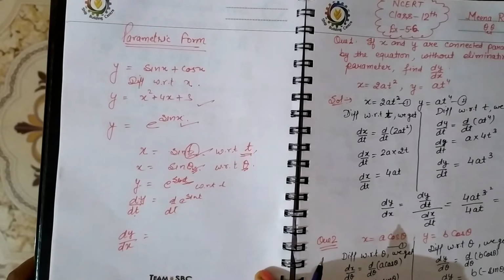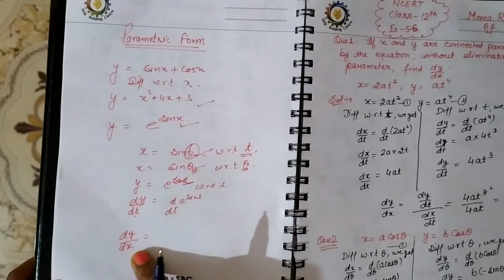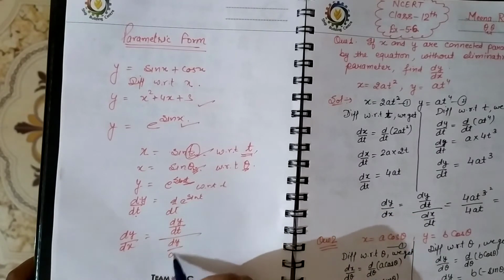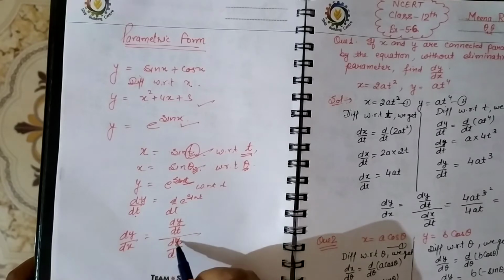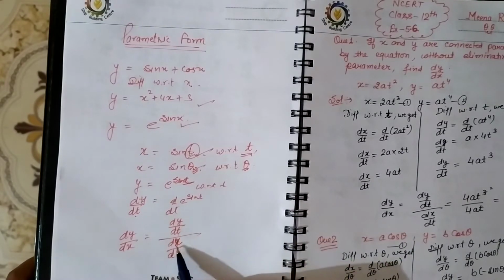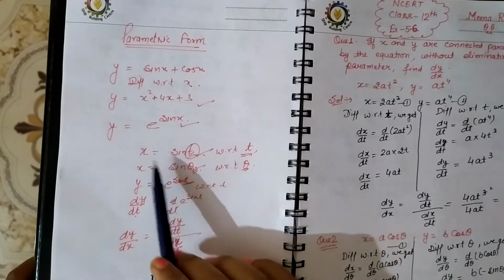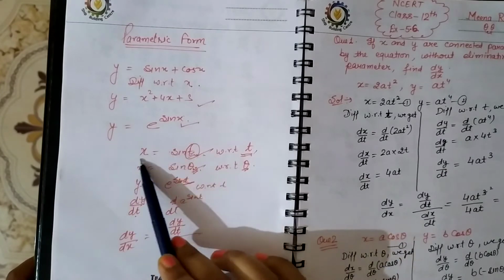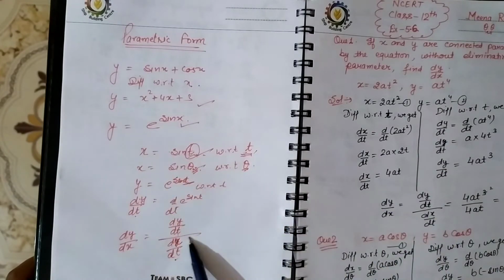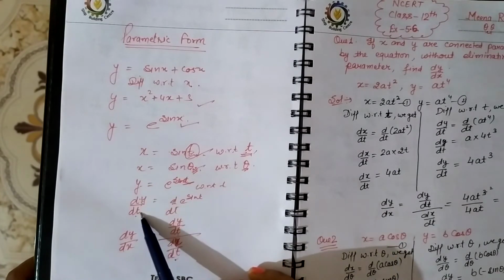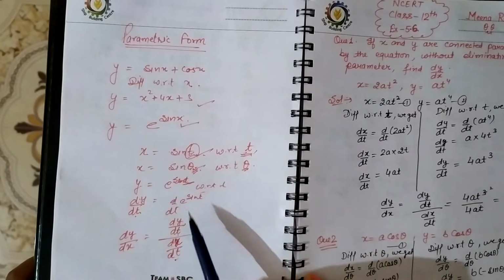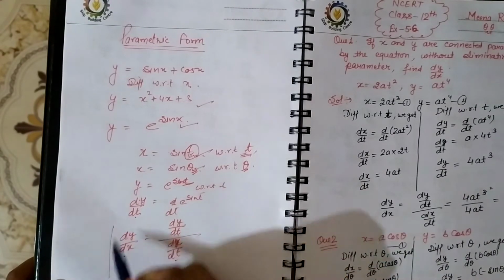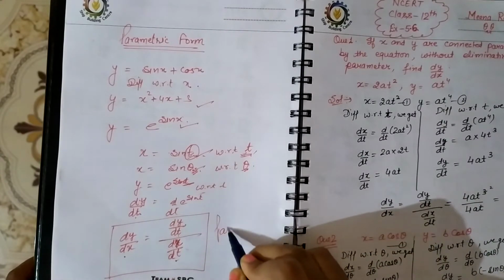Then what is the formula? To find dy by dx you have the formula dy by dt upon dx by dt. For example, x is equal to sin t, so with respect to t it becomes dx by dt, put here, and for y it becomes dy by dt, put here. If we put both of the values, we get the value of dy by dx. If you have to find dy by dx, then apply this formula for parametric form.